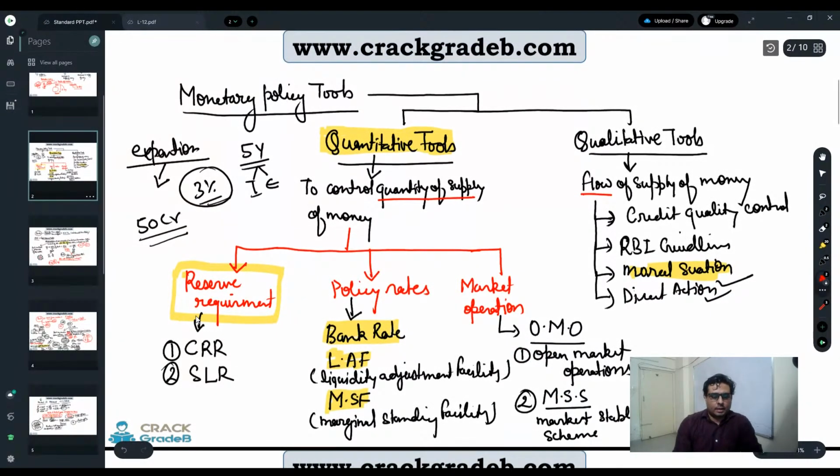So when I have drawn this diagram, I told you monetary policy tools: quantitative tools and qualitative tools. Under the reserve requirement, we have these two things. Then there is the policy rate, and then there are open market operations, OMO and MSS. Right. Policy rates are basically about interest rates.